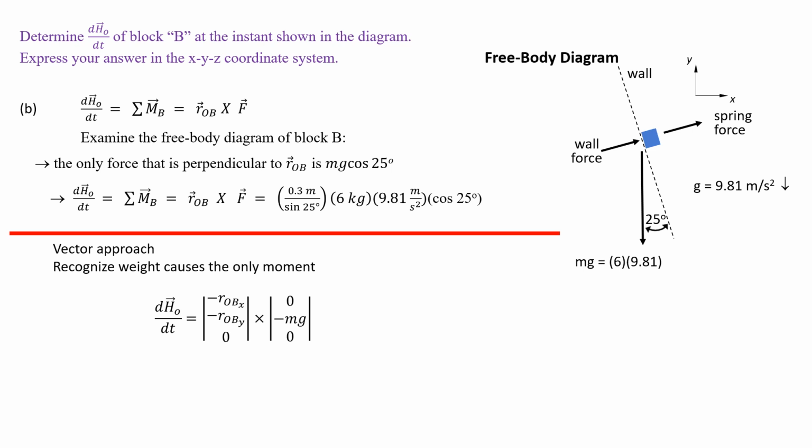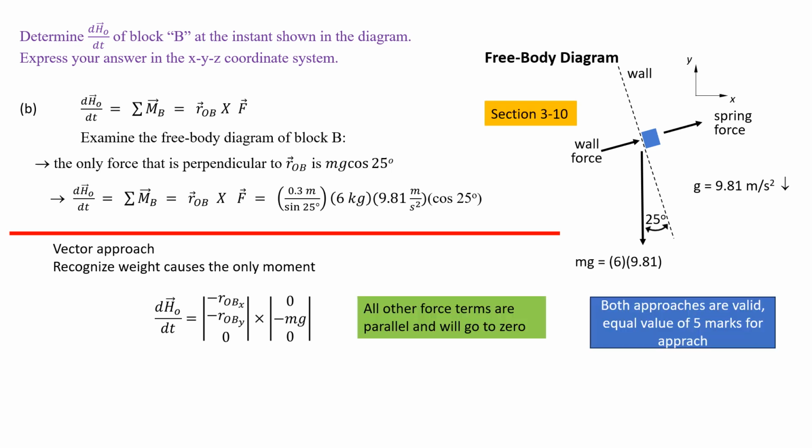You can do the same thing, but recognize that weight causes the moment. You've got to break it up into its component directions, ROBX, ROBY. All other forces are parallel, go to 0. And so in terms of time rate of change of angular momentum, both approaches, again, equal value and 5 marks for the approach. So time rate of change of angular momentum, 37.9 kilogram meter squared per second squared K.